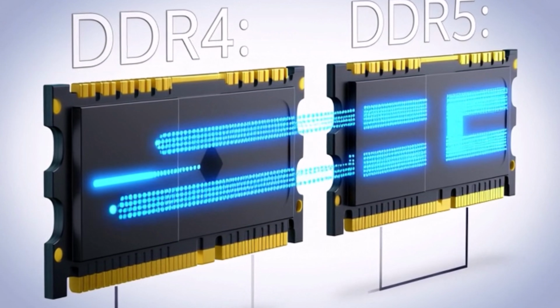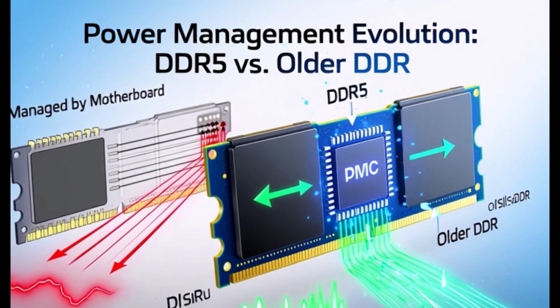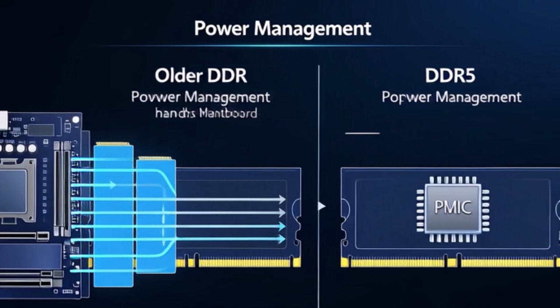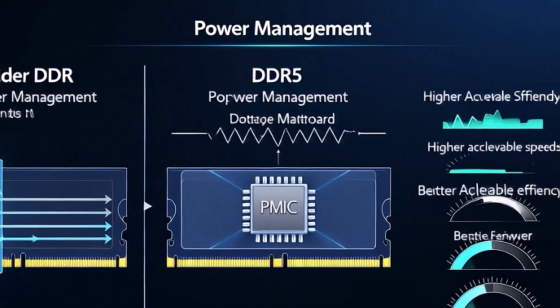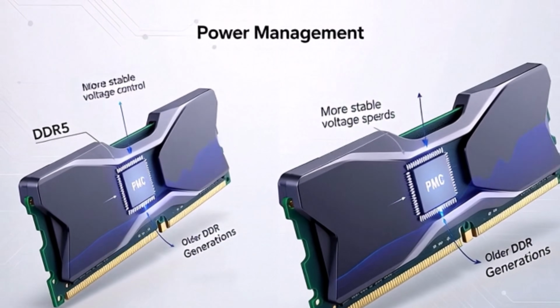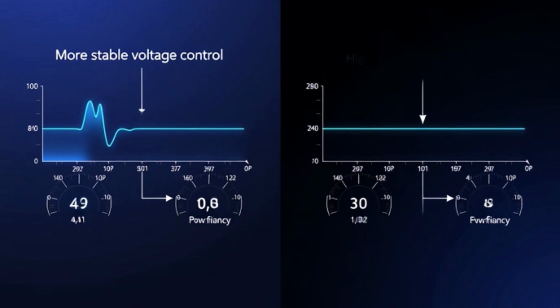Another major change is power management. In older DDR generations, power was managed by the motherboard. In DDR5, power management is moved onto the RAM module itself using a chip called a PMIC. This allows more stable voltage control, higher achievable speeds, and better power efficiency.